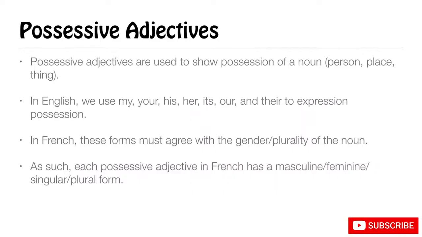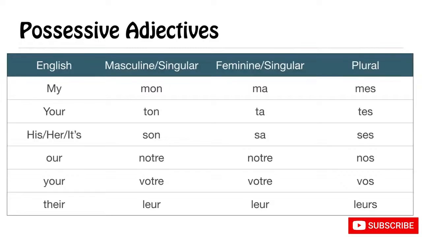So in English, we use my, your, his, her, its, our, and their to express possession. In French, these forms must agree with gender and plurality of the noun, as is common with everything else that we've learned. So as such, each possessive adjective in French has a masculine, feminine, singular, plural form. So I have just listed here the possessive adjectives, and I'll just go through them just so that you know how they're pronounced. So mon, ma, mes, ton, ta, tes, son, sa, ses, notre, nos, votre, vos, leur, leurs.